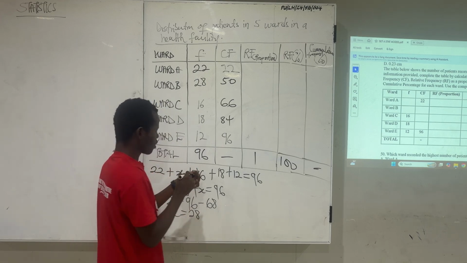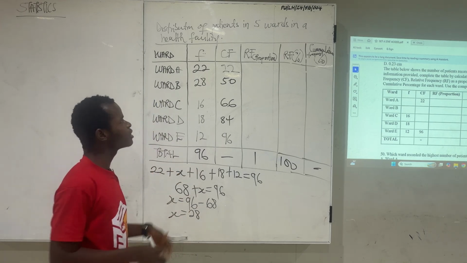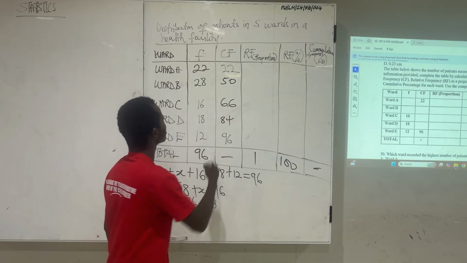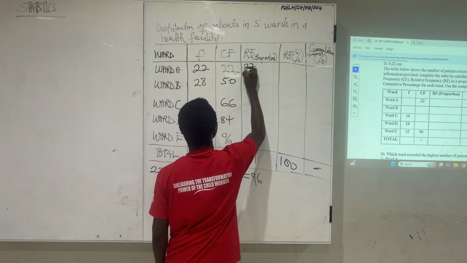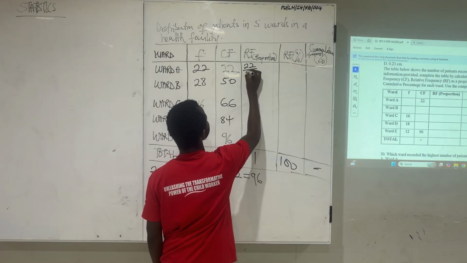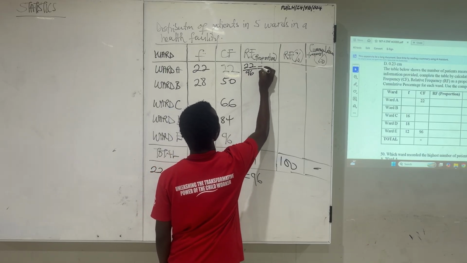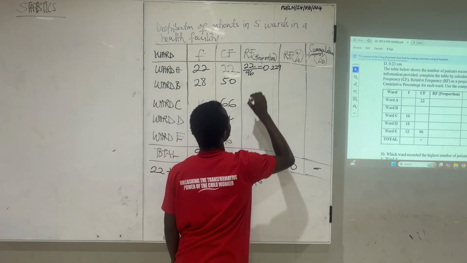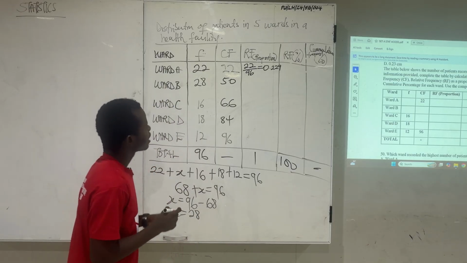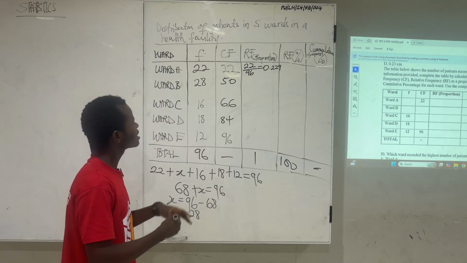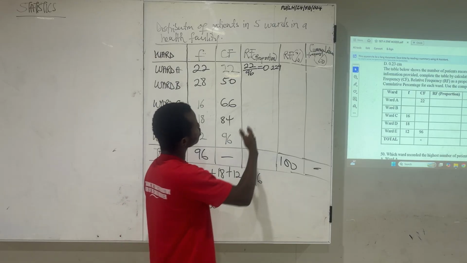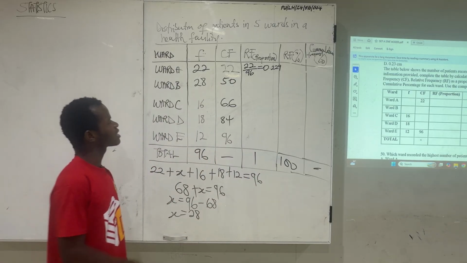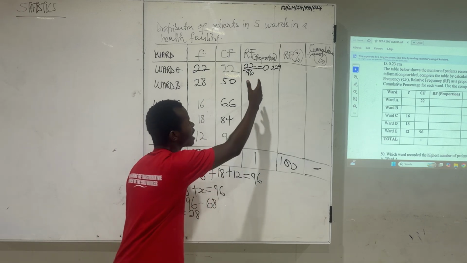So to make it obvious that you did the question yourself, you show working here for the examiner or the lecturer to see. So let's go. 22 divided by 96. This one gives 0.229. To eliminate errors, you must always leave your answer in at least 3 decimal places so that you can get the 1 here when you sum up everything.